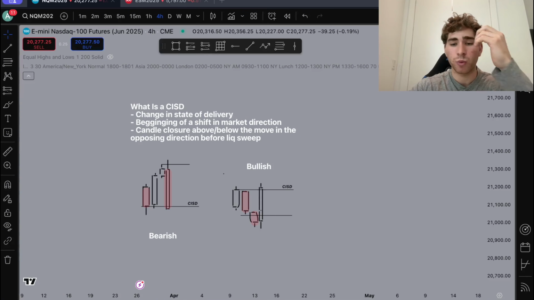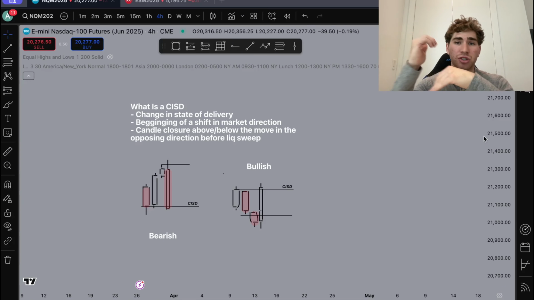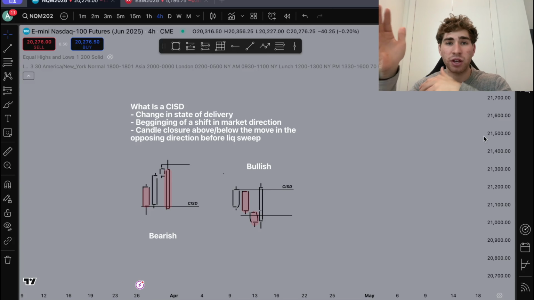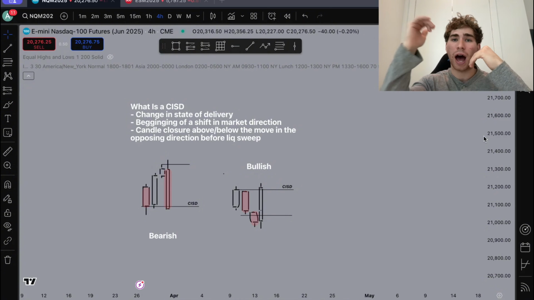So if we are bearish, we would probably look for a tap into a higher time frame PD array and then a bearish CISD, and that is when we would enter. If we're bullish, we look for a bullish change in state in delivery because that is telling us the market is ready to push higher, right?